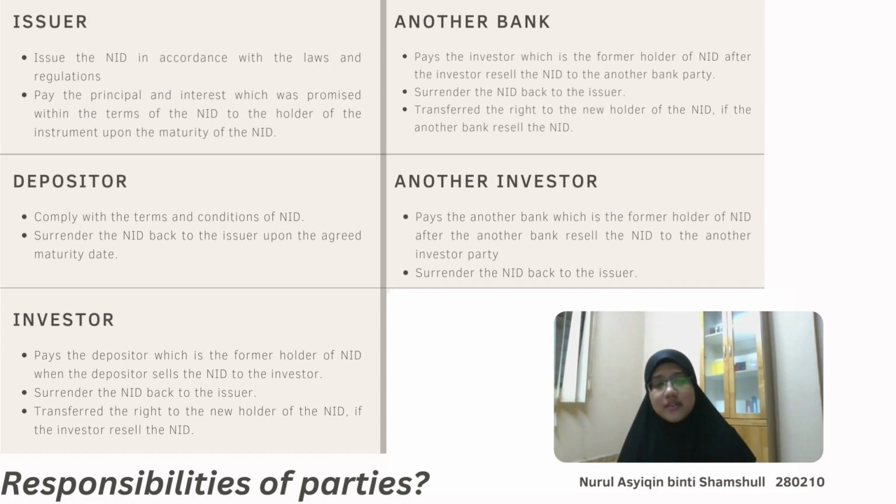Lastly, for another investor, they are responsible for paying the another bank, which is the former holder of the NID, after the another bank sells the NID to another investor party. Upon the selling of the NID, the holder rights for the NID are transferred to another investor. Thus, upon maturity of the NID, the another investor is obligated to surrender the NID back to the issuer.